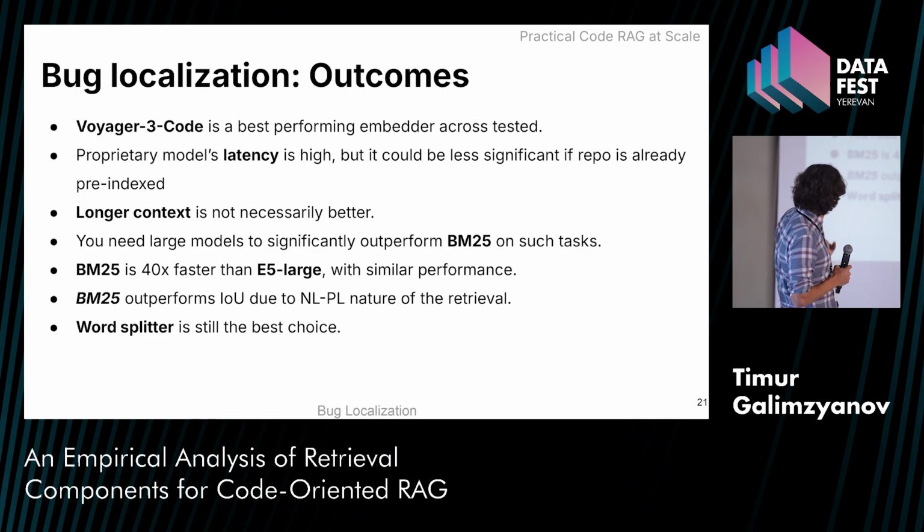So the outcomes, as I already said: Voyage 3 code is the best performing embedder across the tested ones. We tested only 6 models, I would say. But proprietary models' latency is high. The longer context is not necessarily better. Yeah, I probably already covered all the other items.